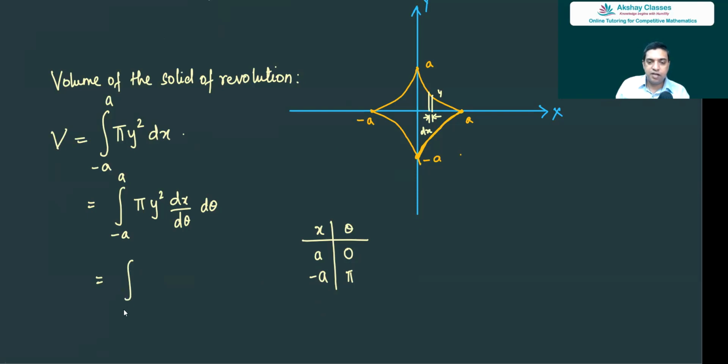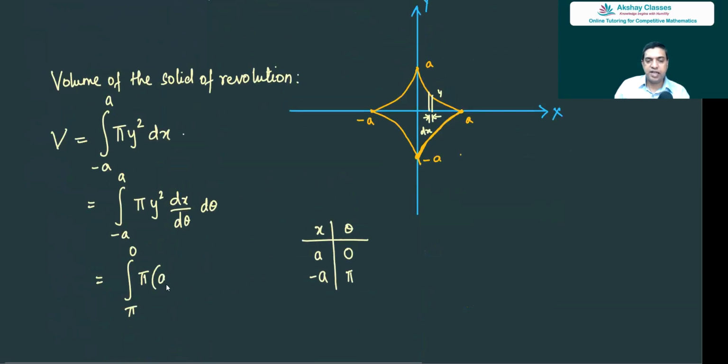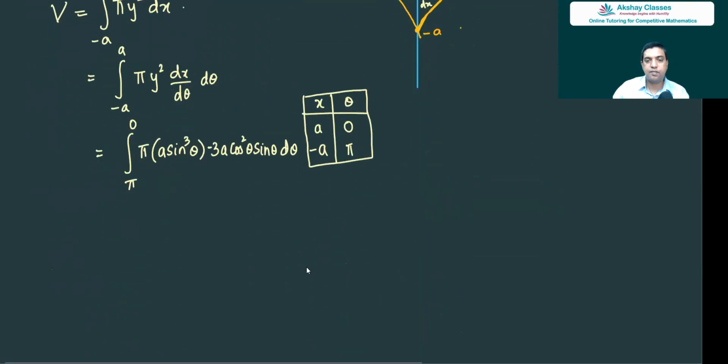Now let us change this. It will be integral. At minus a, it is pi. At a, it is 0. Sorry, yeah, 0. And then pi y is a sine cube. So a sine cube theta times dx by d theta. Dx by d theta is 3a cos square theta times minus sine theta d theta. So now reverse the limits of integral, removing this minus sign, we get 3 pi a square.